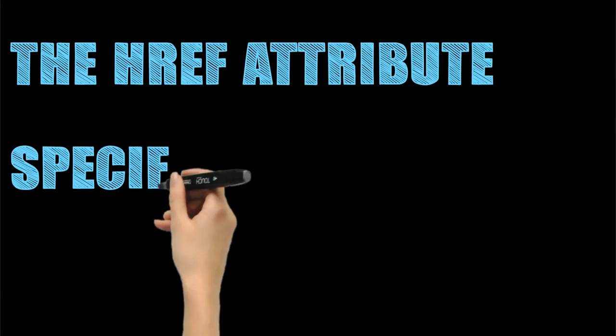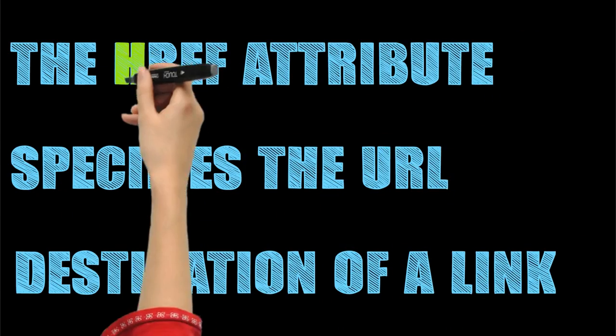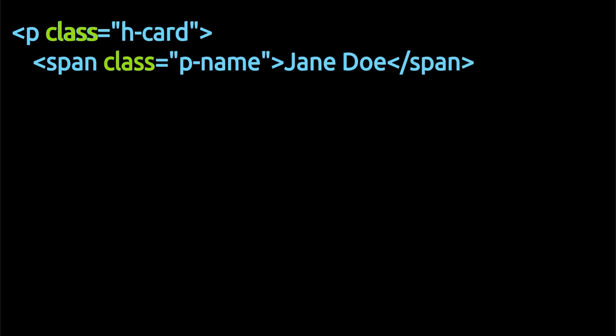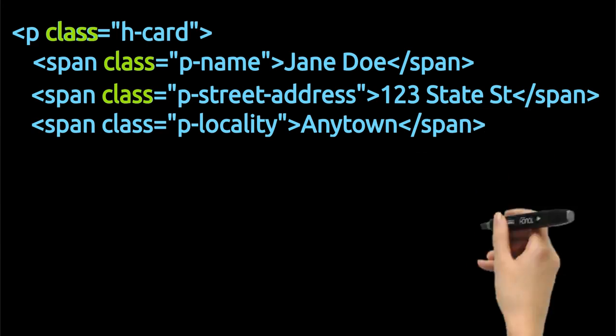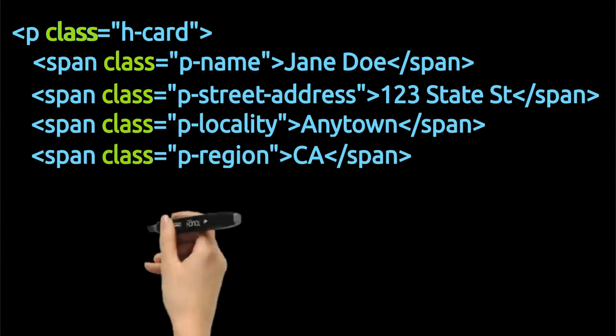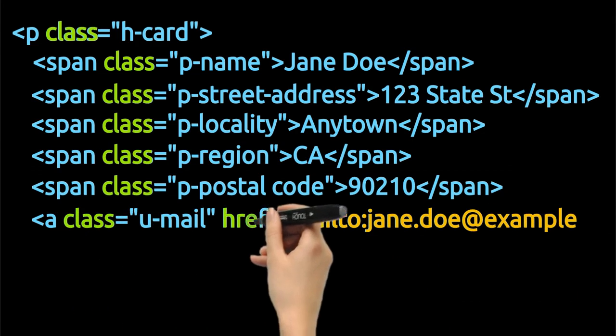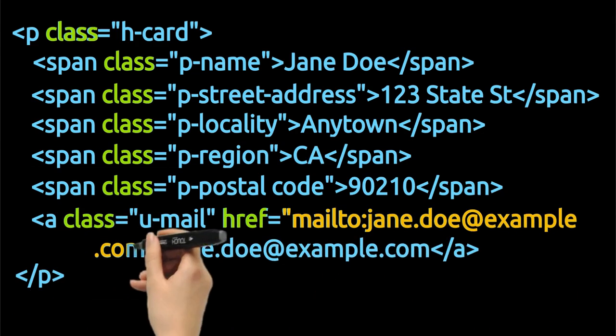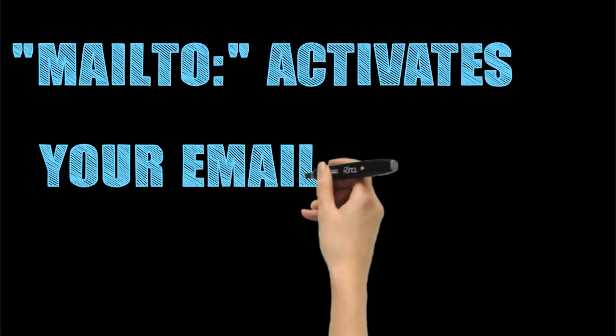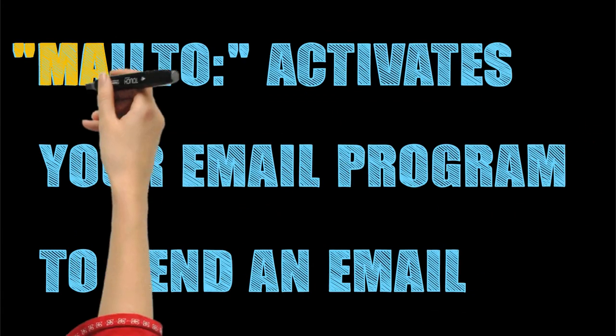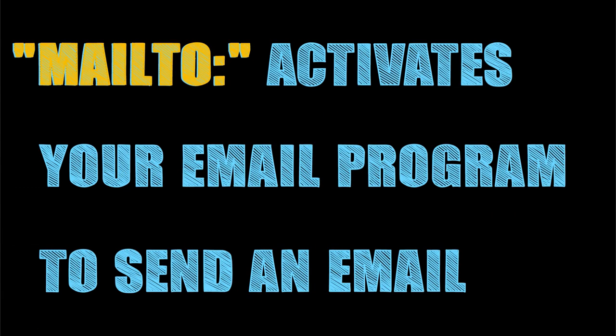The href attribute specifies the URL destination of a link. Note, the URL destination is mailto:jane.doe@example.com. Mailto: activates your email program to send an email.